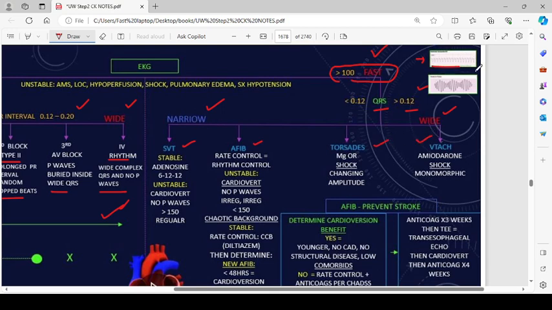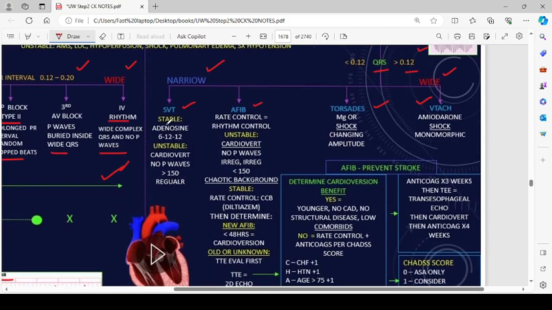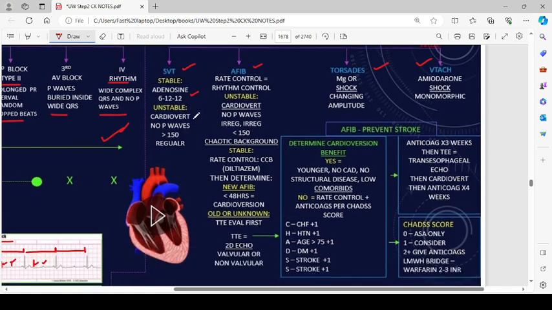If you squint your eyes a bit, you can see this is the rhythm for ventricular tachycardia. For the supraventricular tachycardia, if the person is stable, give adenosine 6, 12, 12. Okay, this may be the dose. And if the person is unstable, then you have to cardiovert the patient. If there are no P waves, more than 150, and a regular rhythm is present. For the atrial fibrillation, firstly you can go for rate control and rhythm control. For the unstable patient, cardiovert the patient.